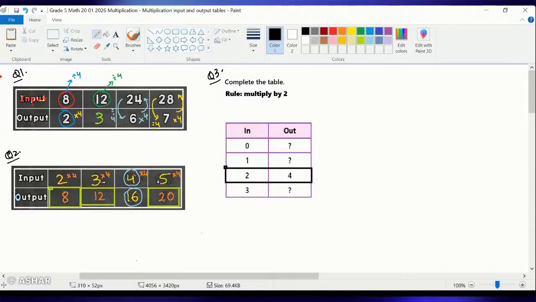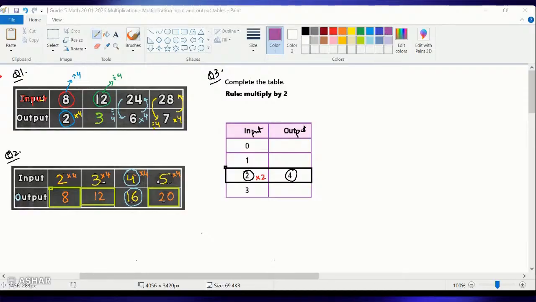That means if this was the input and this is the output, when we put in 2, it changes to 4, right? And we already have the rule given to us. That means the input needs to be multiplied by 2. Agreed? So when the input 2 was multiplied by 2, it became a 4. So what should happen to the missing values? What should we do for the missing values?